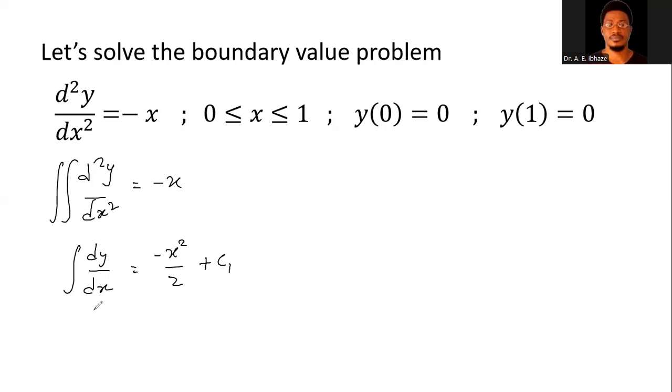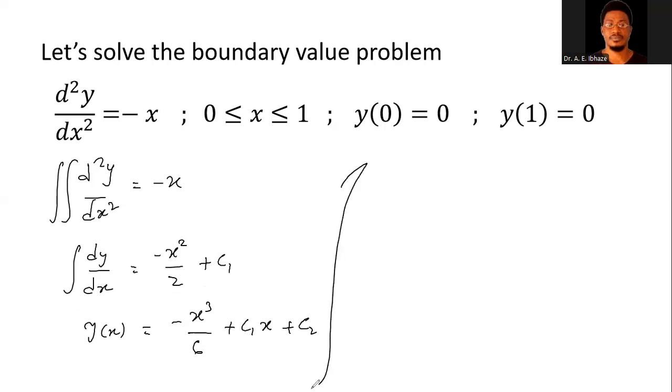And once we integrate dy over dx, then we get y of x being the same as negative x cubed over 2 times 3, that is 6, plus C1x plus C2. So we have C1 and C2 as the constants of integration. And then the next point would be to apply the boundary conditions.